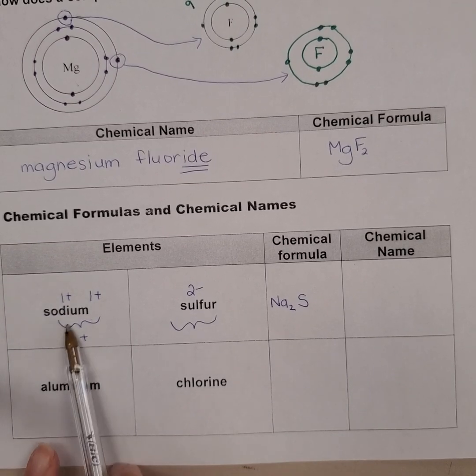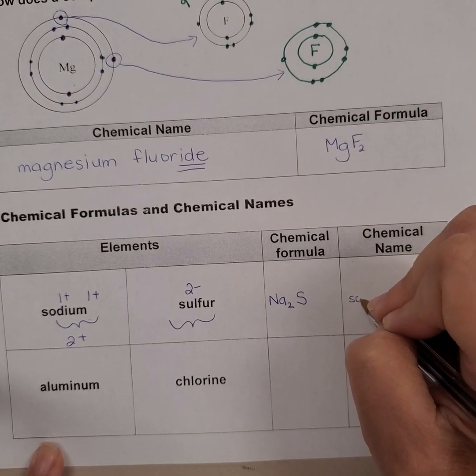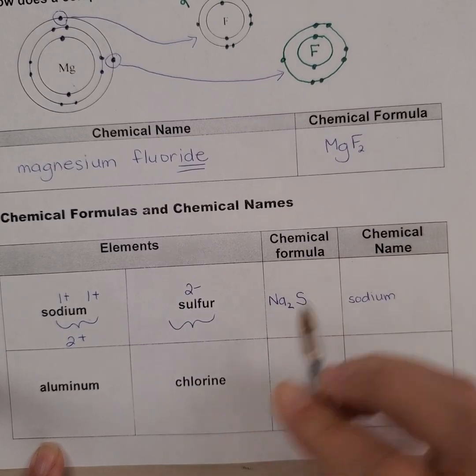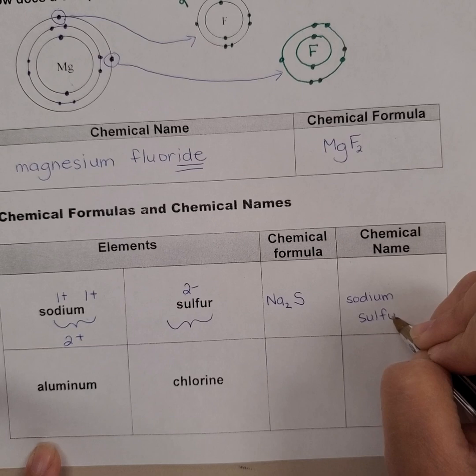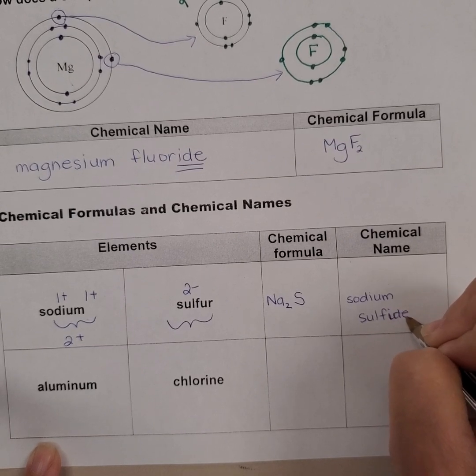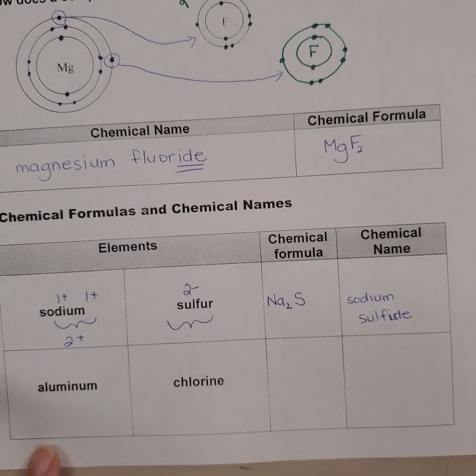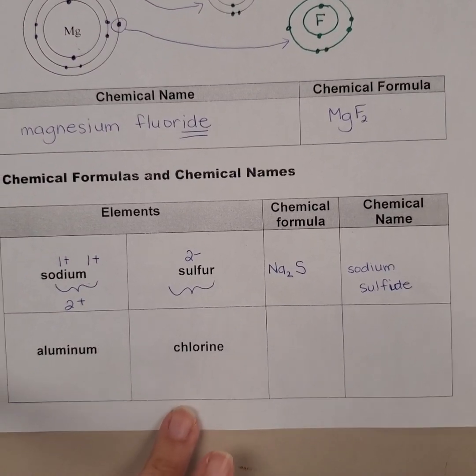To name it, I take the name of my metal and the name of the nonmetal, you take off the ending, and then you add IDE. So this becomes sodium sulfide. Okay, let's try another one.